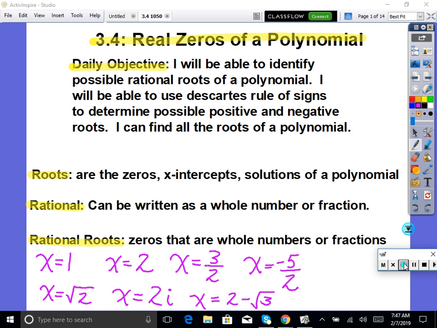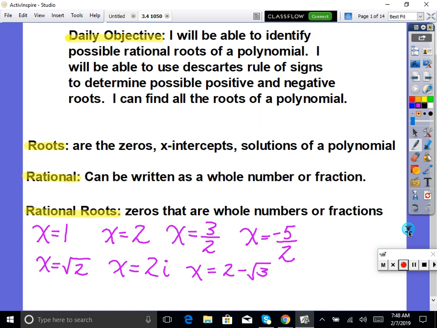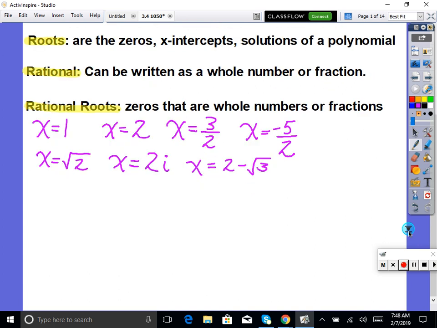Now, this is an idea we learned in secondary 3. We're just going to be adding on to it a little bit more advancedly. So let's decide here. I've listed out some different types of roots, and you need to be able to tell me, are they rational or irrational or imaginary? Because today we're dealing with rational roots only. So is x equals 1 a rational root? Yes, a whole number.